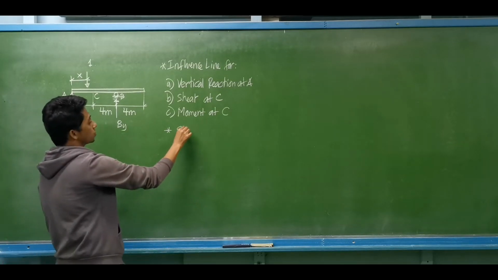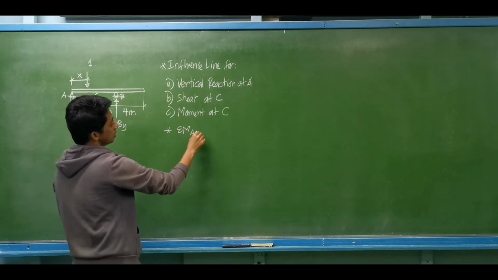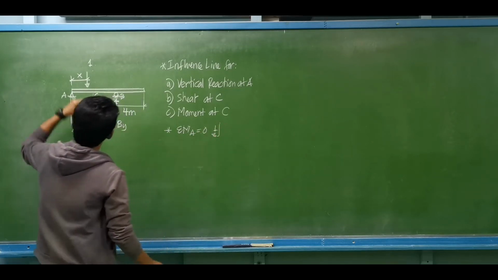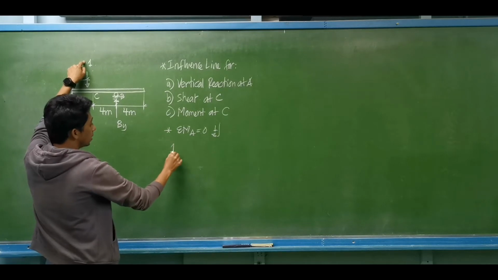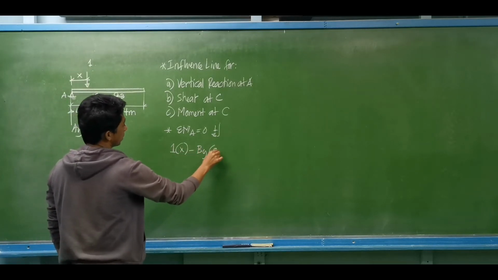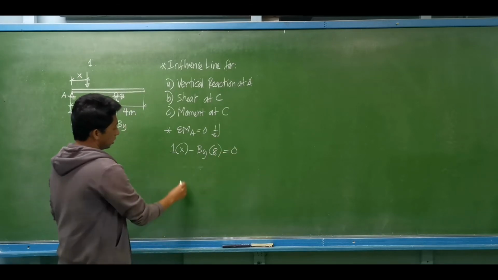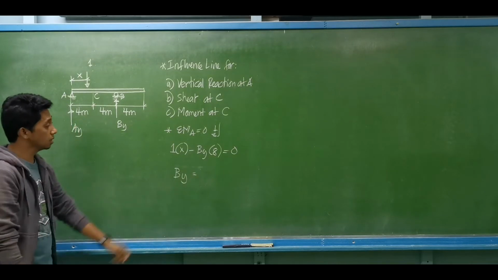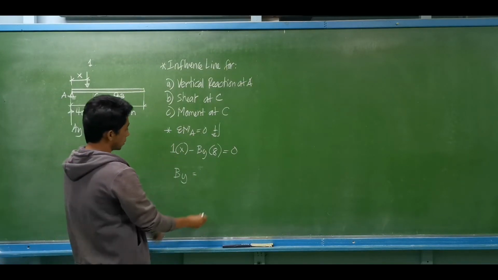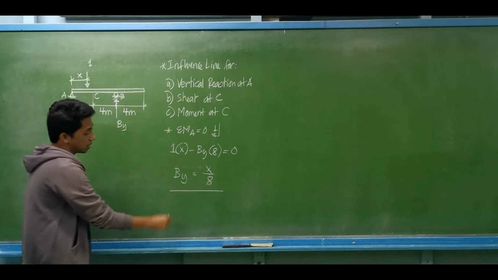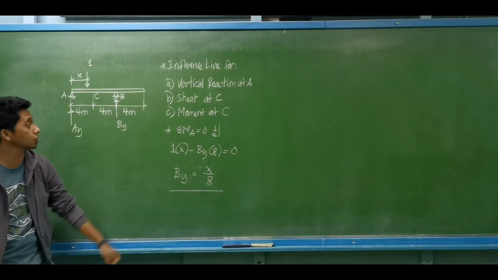We may do summation of moment about A equal to 0, clockwise moments to be positive. That will be 1 times x minus By multiplied by 8 equal to 0. So we'll have the vertical reaction equation for By, which after transposing is x over 8. So this is the vertical reaction equation for By.